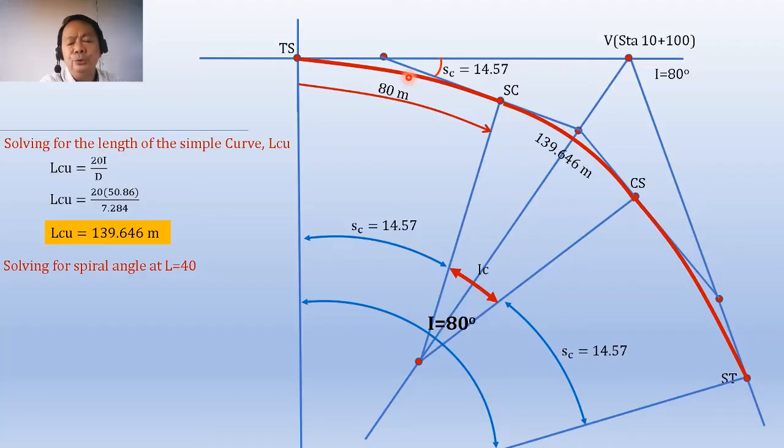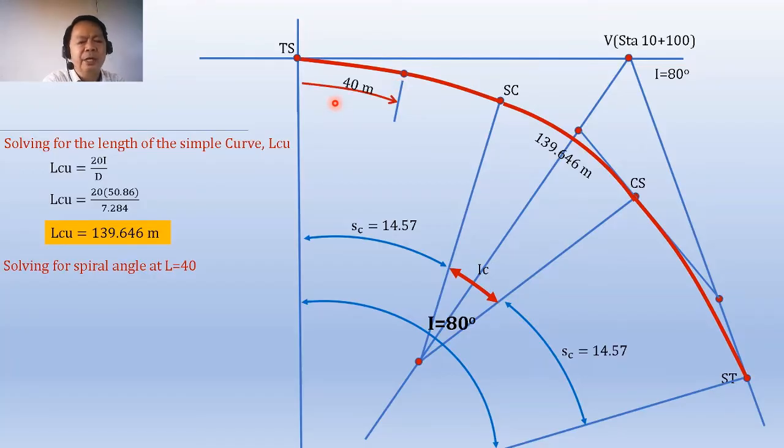And how are we going to show that? If we locate this point on the spiral and draw a line that is tangent to the spiral passing through this point, we shall have this tangent. This is our L, which we call 40, and our spiral angle will be shown by this line drawn tangent to that spiral at L equals 40. Therefore, our spiral angle will be the angle that this tangent is making with respect to this line. This is what we call the spiral angle at 40.